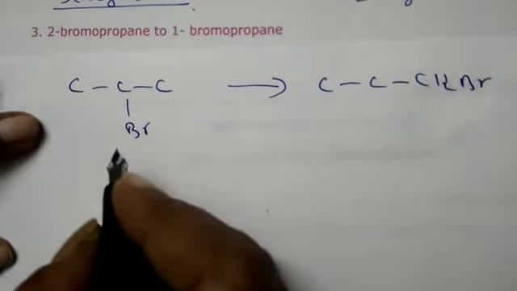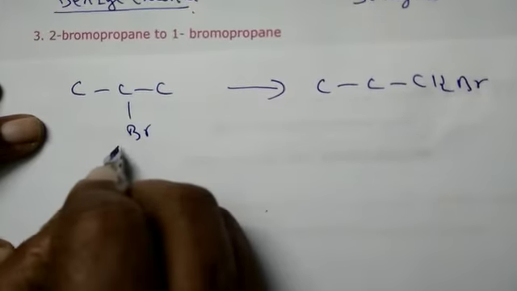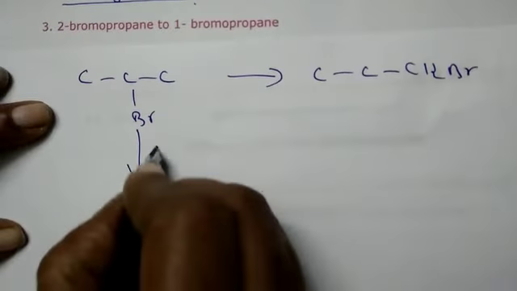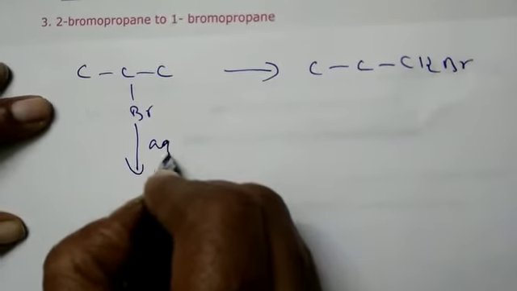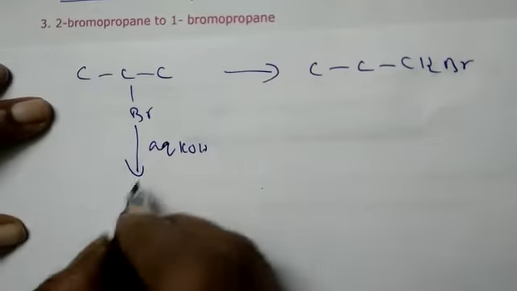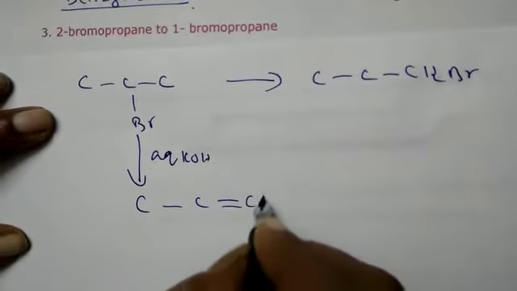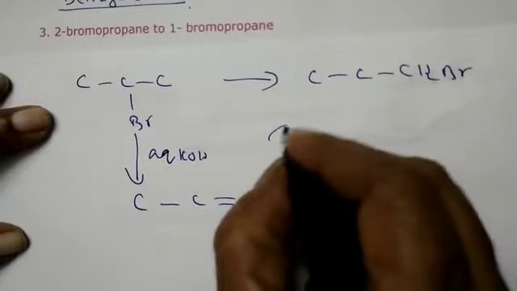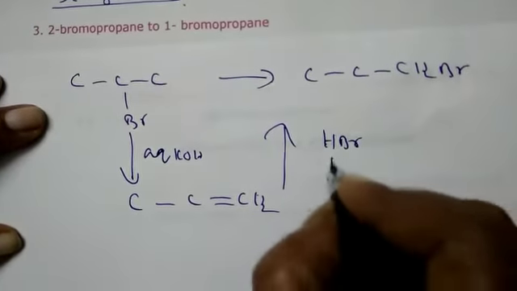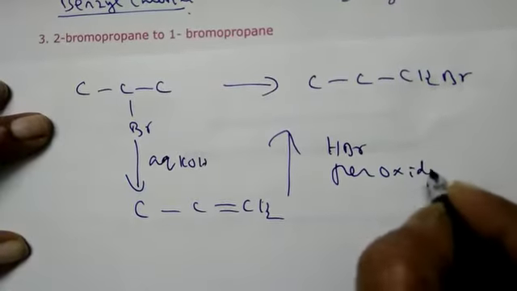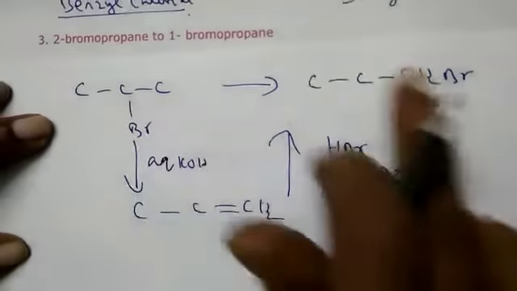So the basic knowledge is, first this one should be treated with aqueous potassium hydroxide, and you are getting this one, propylene. This is followed by HBr in presence of peroxide. We will get this one. So this is the plan.